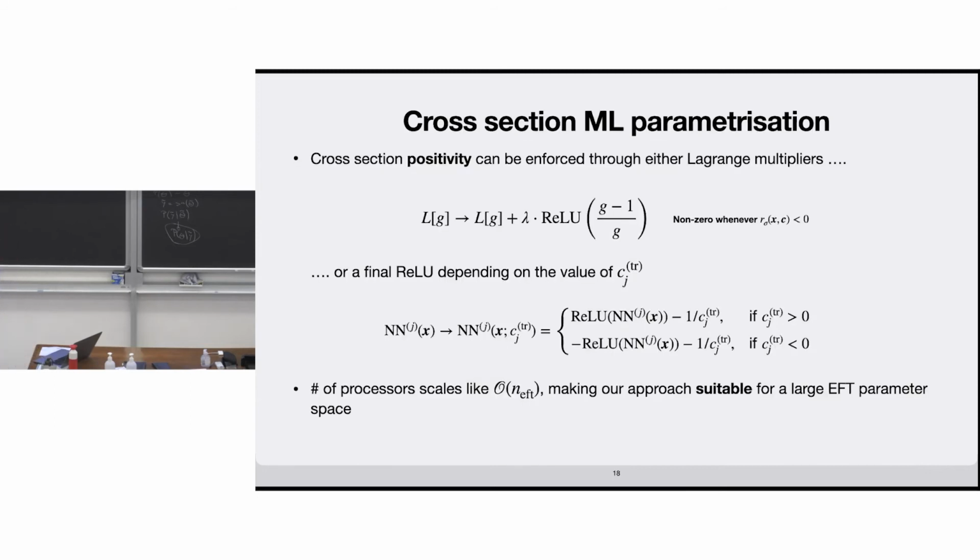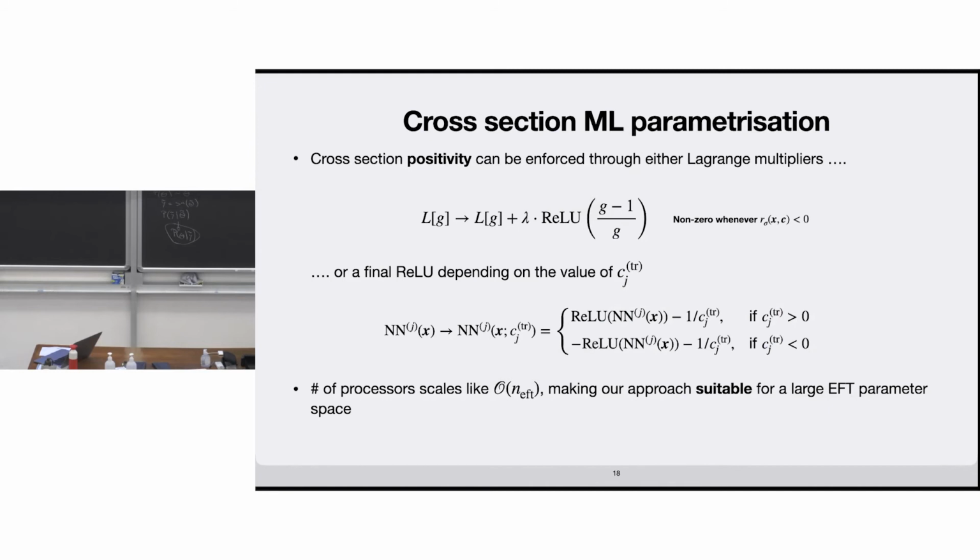Right, so cross-section positivity. In the previous talk, the cross-section was written as a quadratic polynomial from the start, so it was bound to be positive. But now, because we are splitting up the training to make it parallel, the cross-section can become negative during training, and then the procedure just crashes. The log of the loss function is not defined anymore. So we need to do something here.